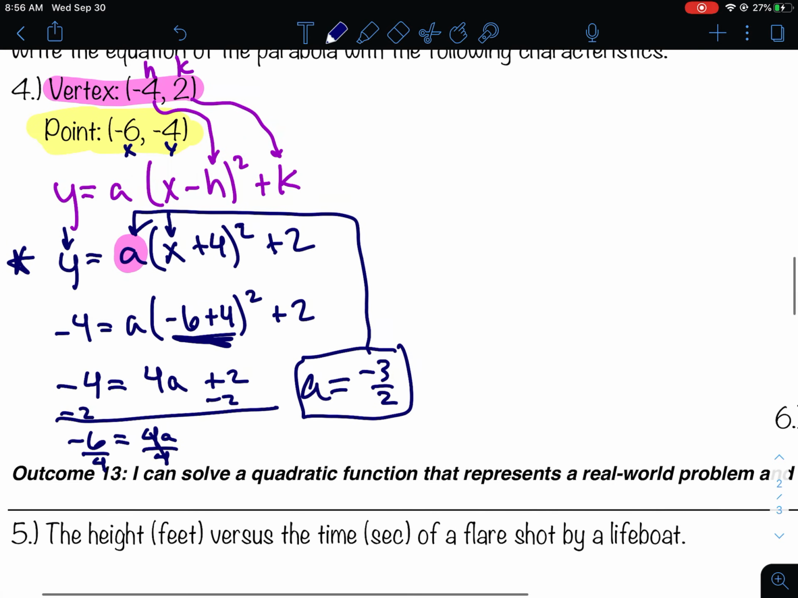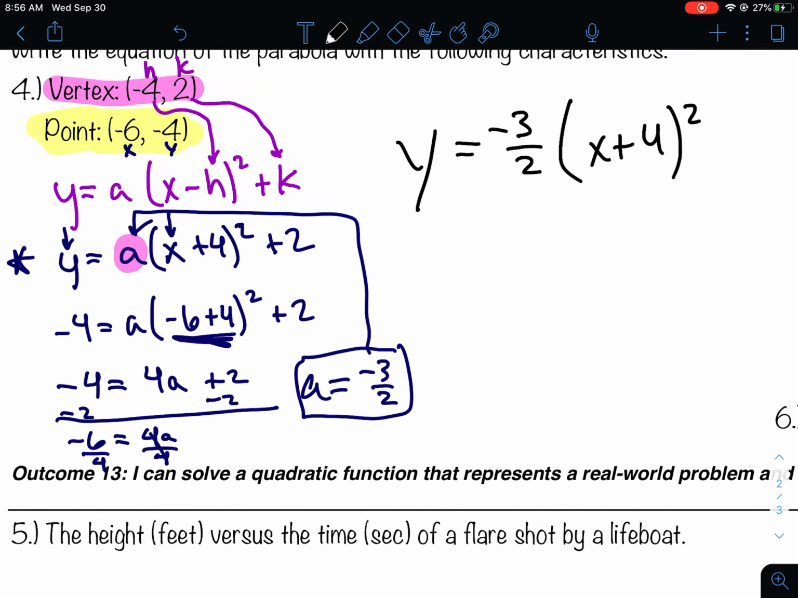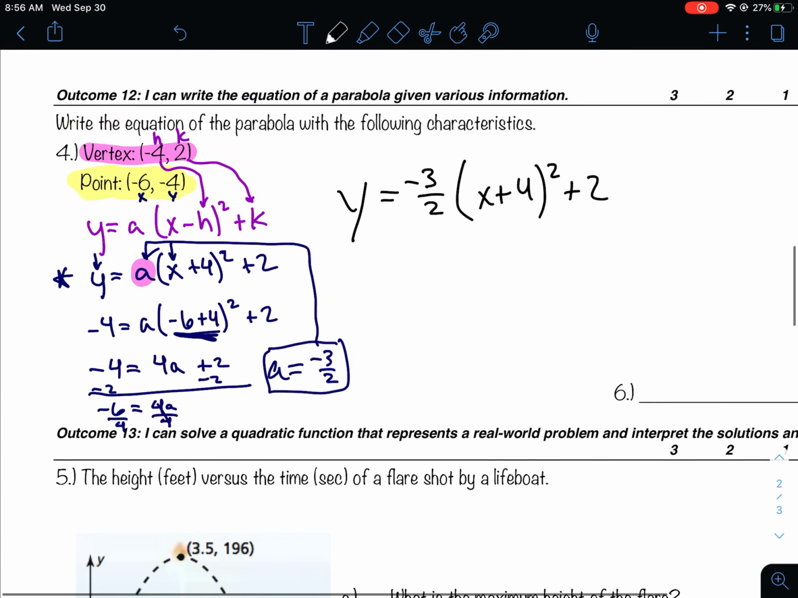And so my formula, let's write this in a different color. My formula is now y equals -3/2 (x plus 4) squared plus 2. Actually, that would go right there. But there's the formula using vertex form.